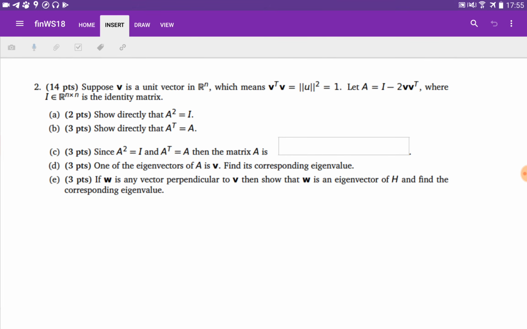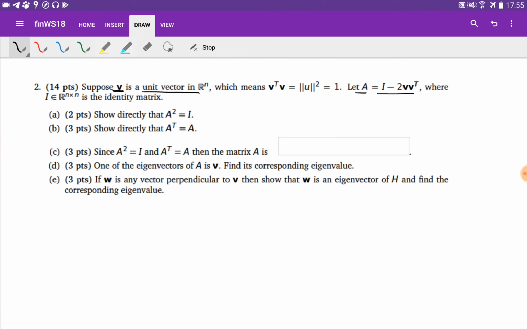And the last problem of this part is about matrix operations. Let v be any unit vector from the n-dimensional space. Then we're going to construct the A in this way, and we need to show all of these properties for this matrix A. Please note that v is a unit vector. It means that the length of this vector is equal to 1, which can be written as v transpose multiplied by v.